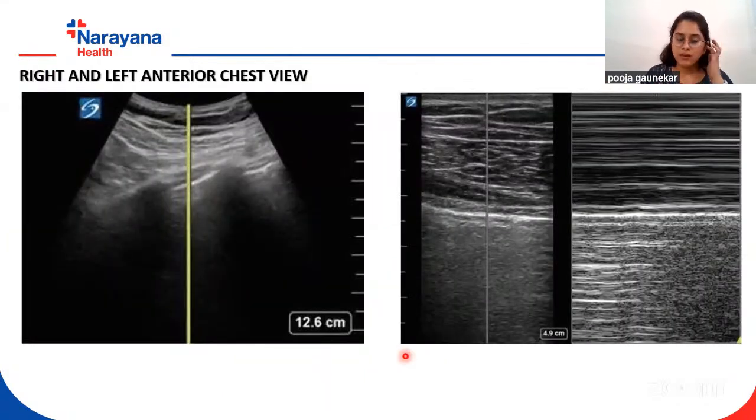So in this USG, we can see this is the lung field. The shining bright line over here, this is the pleura. And below that, this is the lung. This is the chest wall. So if we put M mode across this, the upper part is the immobile chest wall and the lower part is the sliding pleura with sliding lung below it. So this is the typical seashore sign which is seen normally in normal patients.